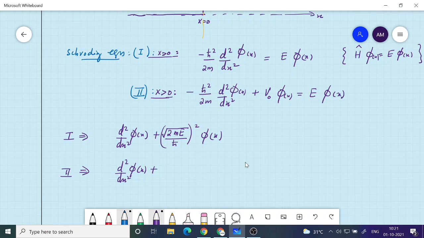If it is lesser than the potential of the barrier, then what I should do is write it as 2m into V0 minus E, square root of h cut. But now I have to put a minus sign, into psi of x equal to 0. So this is also equal to 0. So this will be the way in which we will have it.